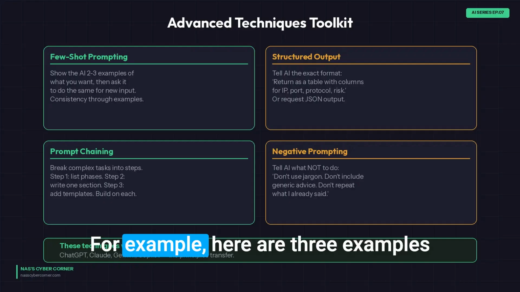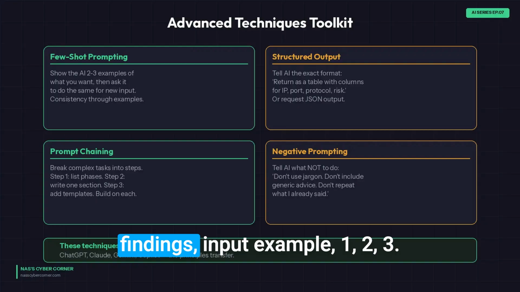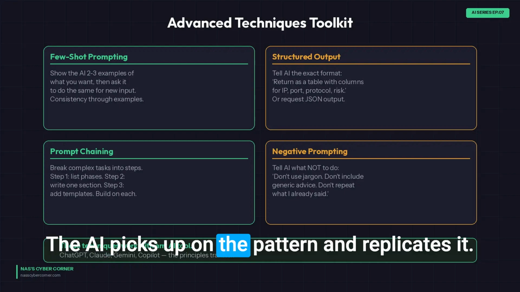For example, here are 3 examples of how I summarize vulnerability findings. Input example 1, 2, 3. Now summarize these findings in the same format. The AI picks up on the pattern and replicates it.